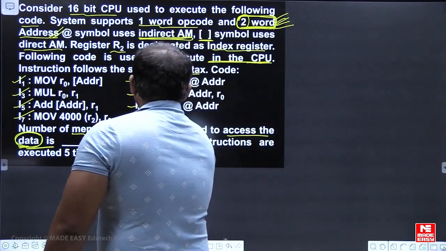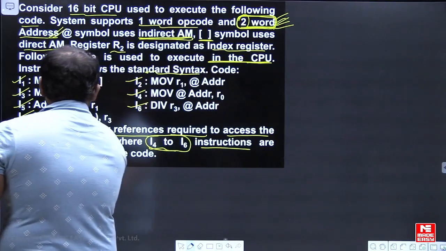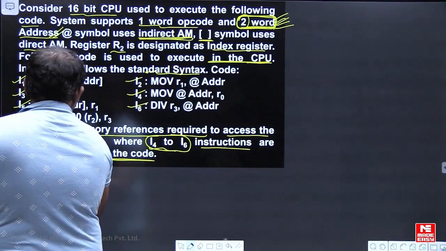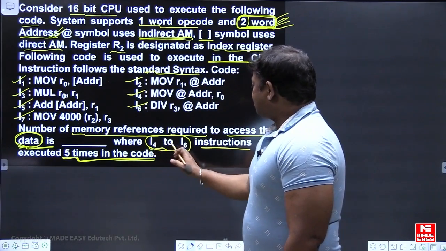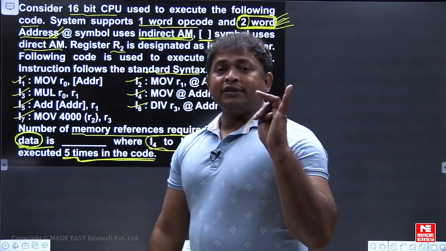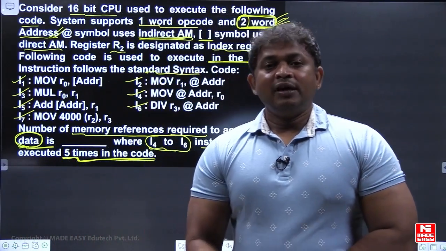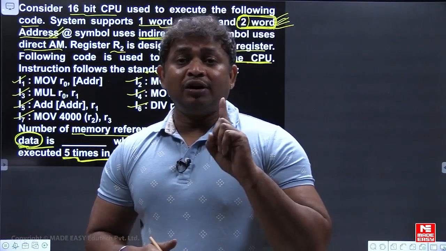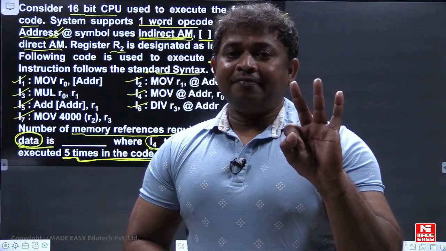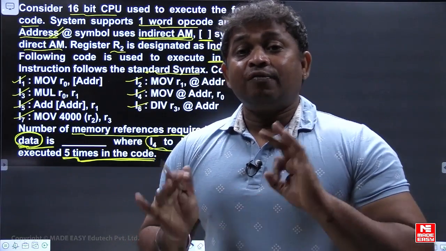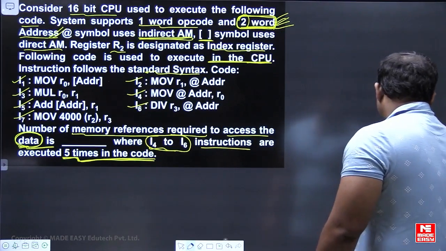I4 to I6, instructions 4, 5, 6, these 3 instructions are executed 5 times in the program. And all the remaining instructions are executed only once. Now we are going to count the number of memory references.